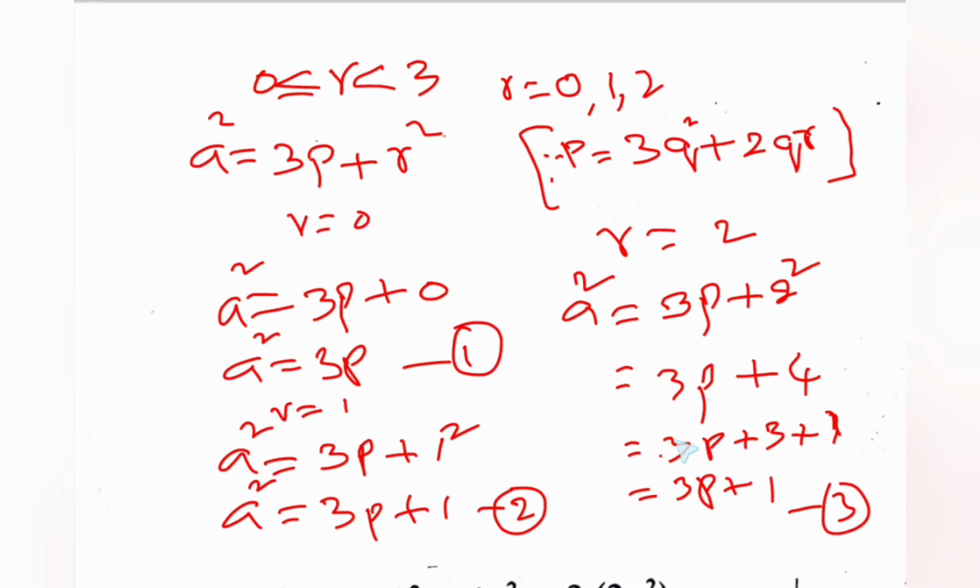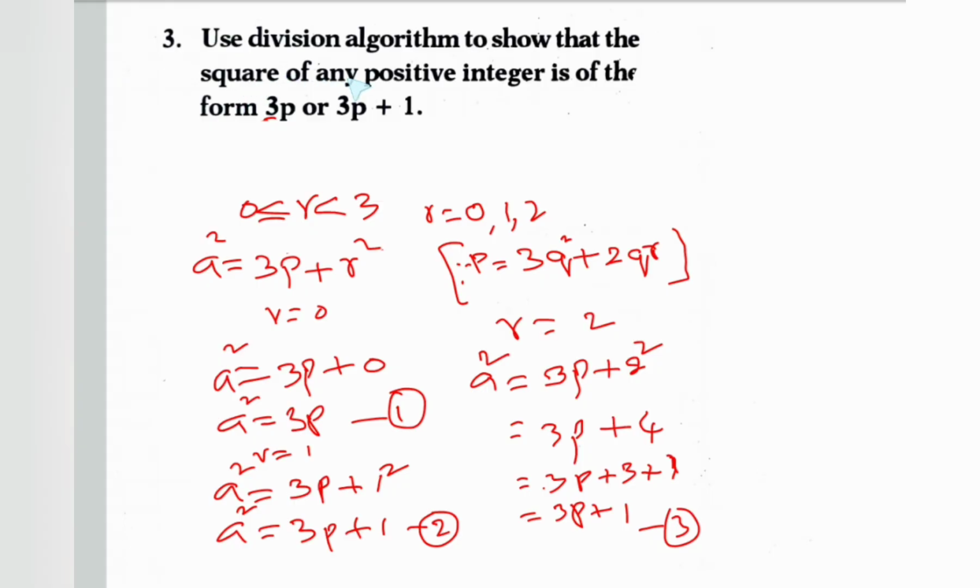Now look at here. The first is 3p and the second is 3p plus 1 and yes, the third one is also 3p plus 1. Therefore the square of any positive integer is of the form 3p or 3p plus 1. If you substitute 0, that is 3p. If you substitute 1, 3p plus 1. If you substitute 2, also 3p plus 1.